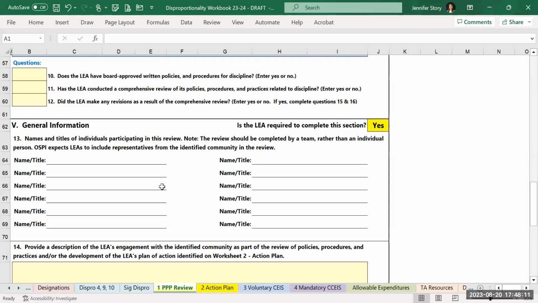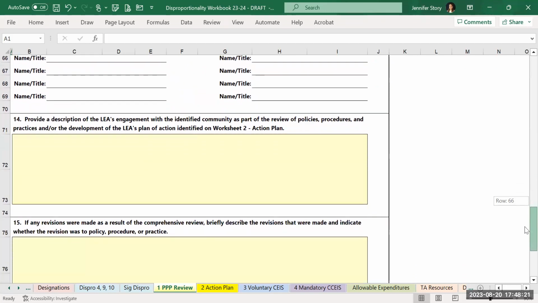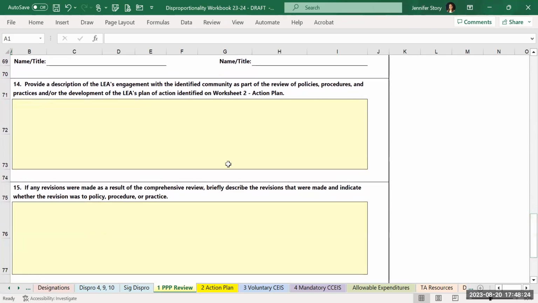It should not be done by a single individual. It should be a team. And again, we say here, we expect the LEA to include representatives from the identified overrepresented community. So question 14 is something that all districts need to complete. It's giving us a description of how the LEA engaged with the identified community as part of either the review of policies, procedures, and practices, or the completion of worksheet 2, which we're going to talk about next. So that's what you'd add here, a brief narrative.